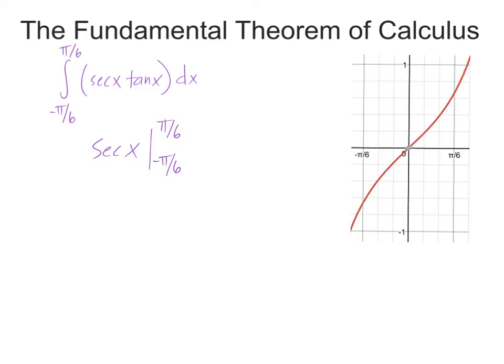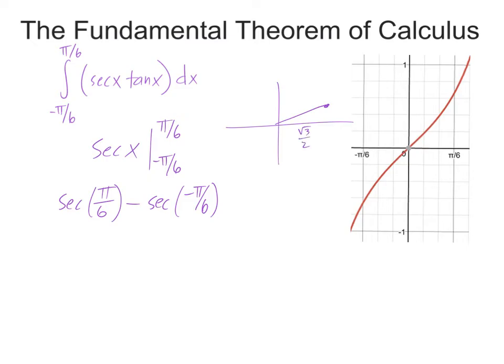And so now I just need to plug in secant of pi over 6 minus secant of negative pi over 6. Okay, so secant of pi over 6, we have to go back to our unit circle. Pi over 6 is this first spot. Secant is the inverse, or the reciprocal of cosine. So the cosine here is the square root of 3 over 2. Secant would be 2 over the square root of 3. I'm not going to worry about rationalizing that right now.